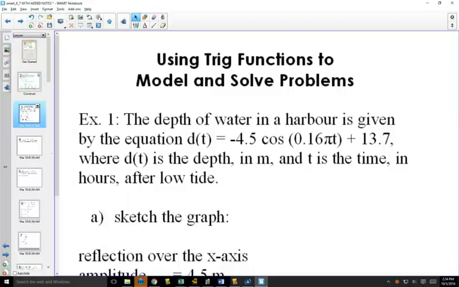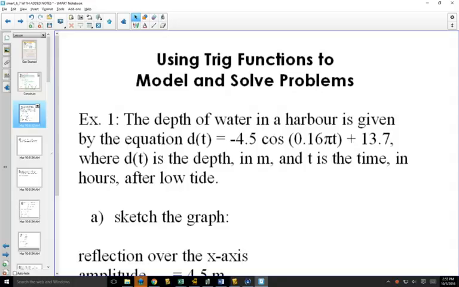So this page is all looking at using trig functions to look at real-life examples and solve questions from those real-life examples. Now this first one is the easiest form of those examples because the equation is already given to you. We've got that the depth is negative 4.5 cos of 0.16 pi t plus 13.7.